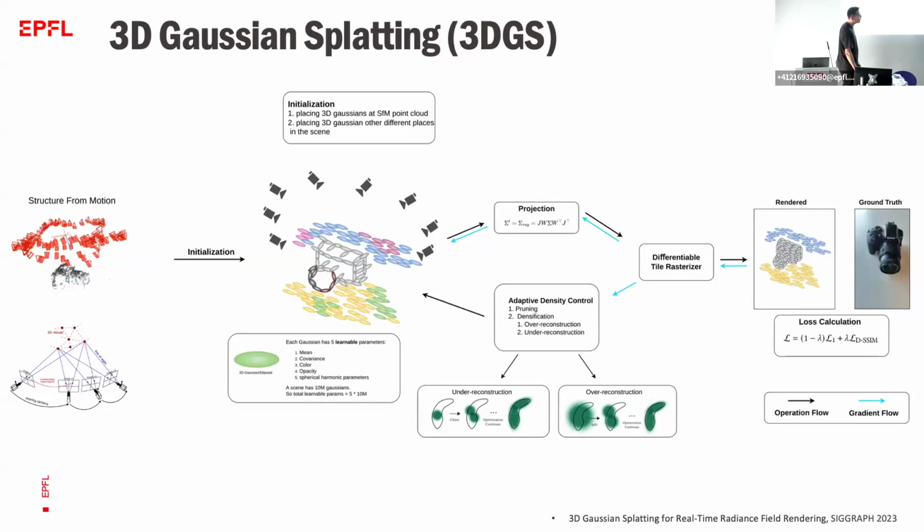And if you are doing over reconstruction, that means your Gaussian is much bigger than what it is supposed to be, you can just split it to represent the shape better. The loss is just mean square error, with some structural similarity between the rendered views from different angles. And in this particular case, the dataset is pixels.